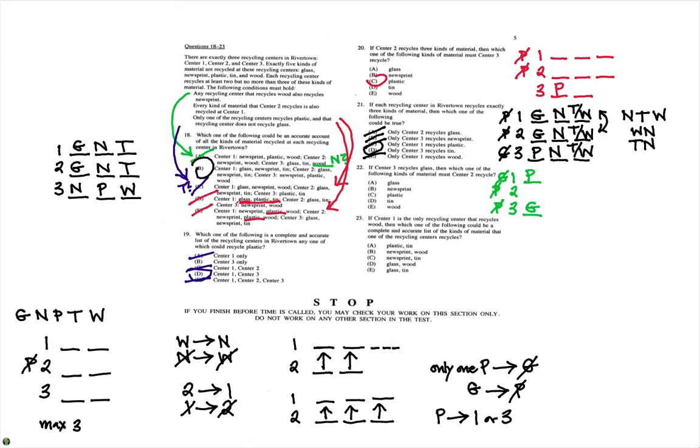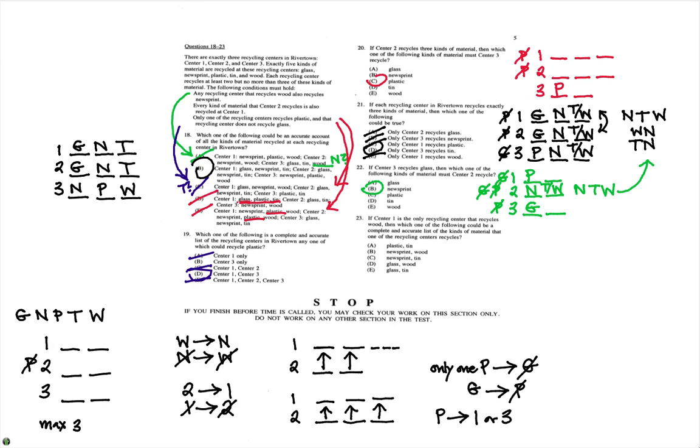So now, glass can't be in center 1. If it can't be in center 1, it can't be in center 2. We know center 2 must recycle at least 2 materials, just as must center 1 and center 3. The variables remaining are N, T, and W. And again, we know from before that there's only 2 possible scenarios there. So N must be present, and then tin or wood would be the other variable. So what must center 2 recycle? B, newsprint.